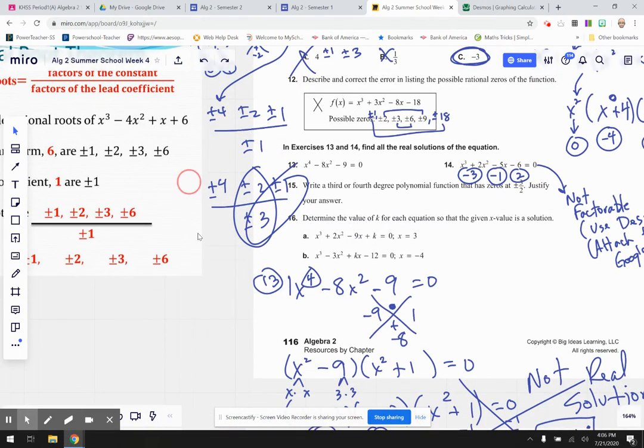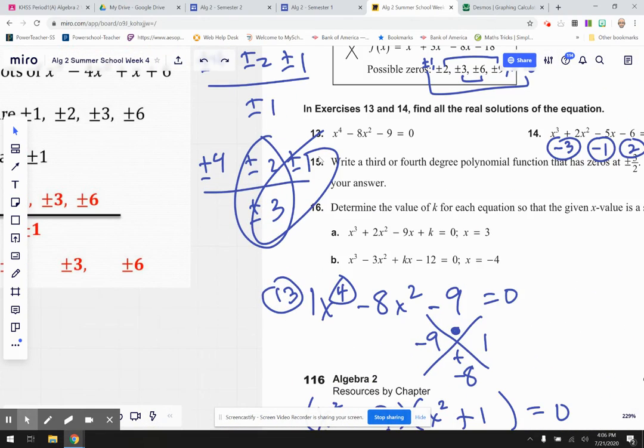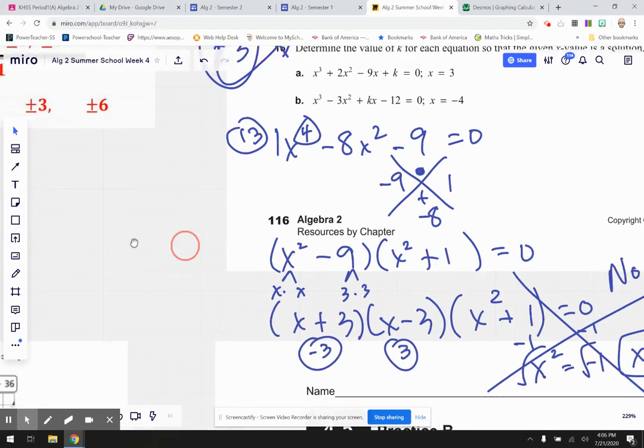Moving on to the last two. We're not going to do 15 or 16. We can cross those out. So number 13, though, you can do. It's right down here. You can solve it. It's a really quick one.